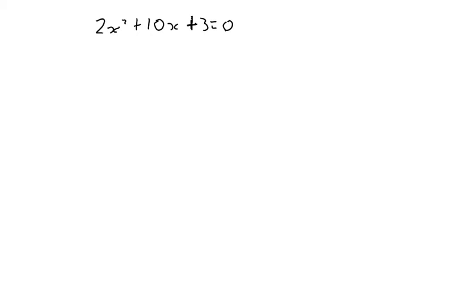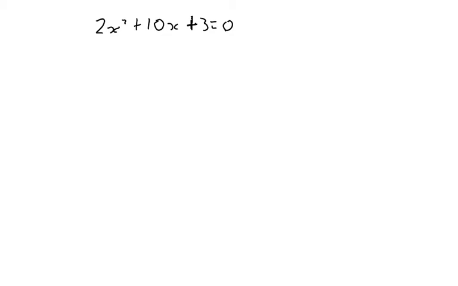Using completing the square, we're going to solve this quadratic. Previously, we would have used number splitting, and we would have done 2 times 3 is 6, and the factors of 6 to make 10. Well, there aren't any, so we can't do it. So what we do is we use completing the square.